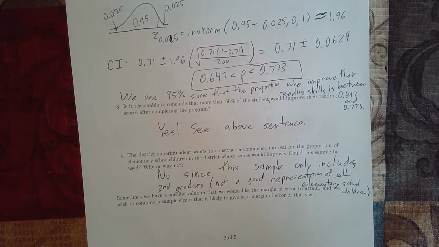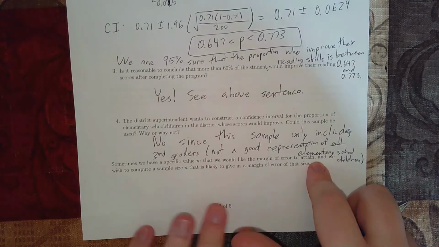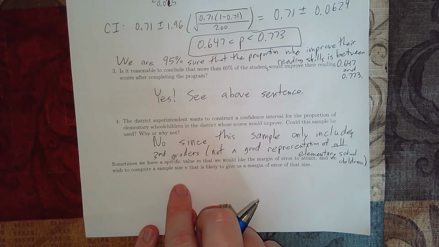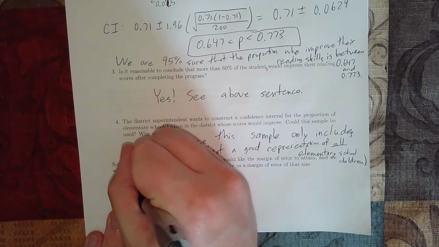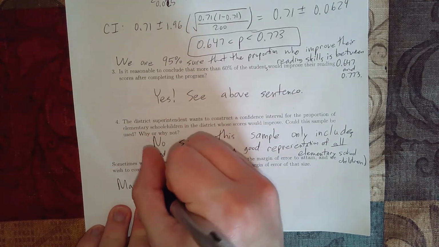So sometimes we've got a specific value, m, that we'd like our margin of error to be, and so sometimes we want to compute a sample size n that's likely to give us that margin of error size. So remember, our margin of error is that thing that we're subtracting, that plus or minus part.